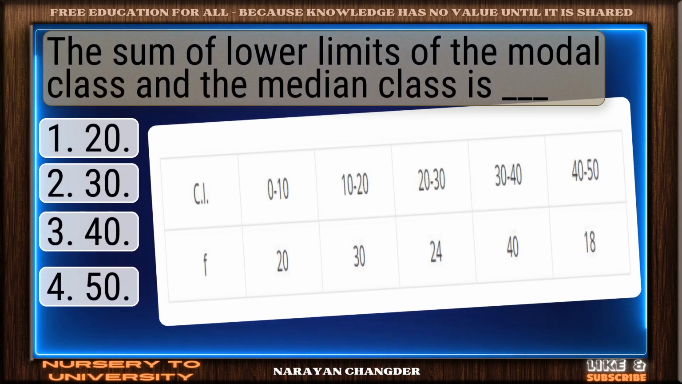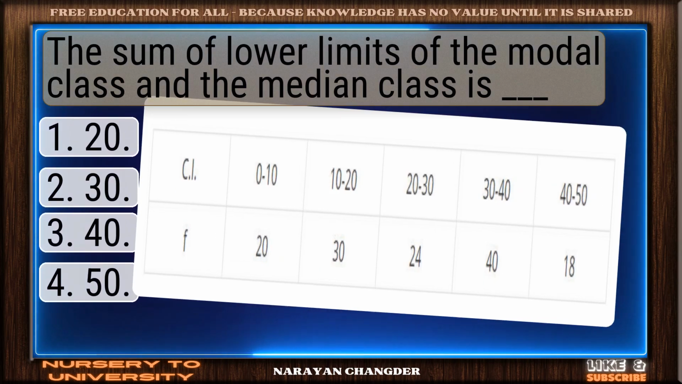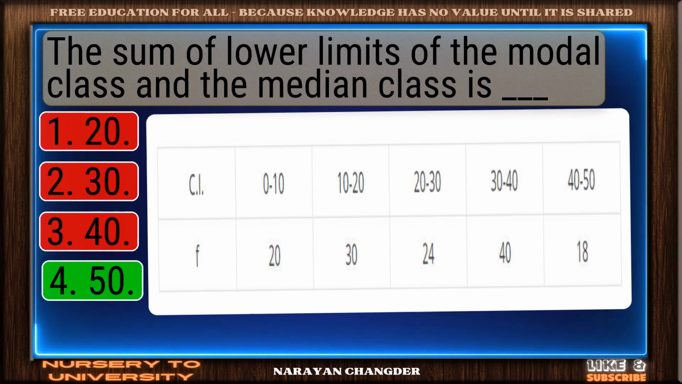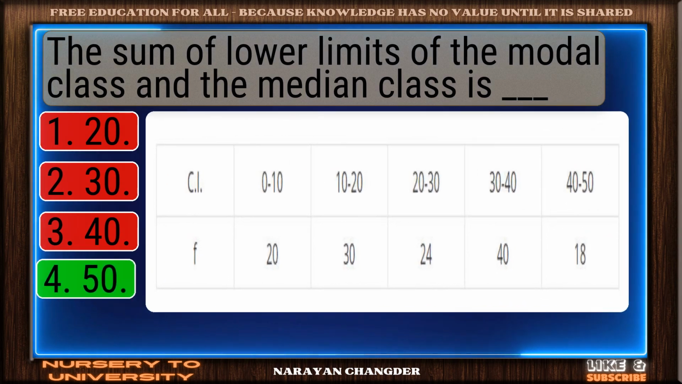The sum of lower limits of the modal class and the median class is dash. Right choice. 50 is best.